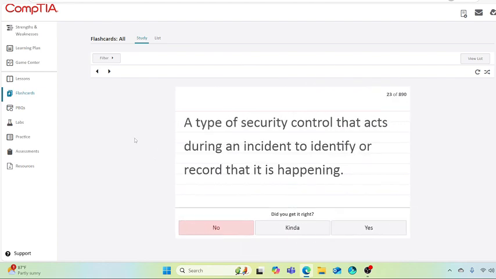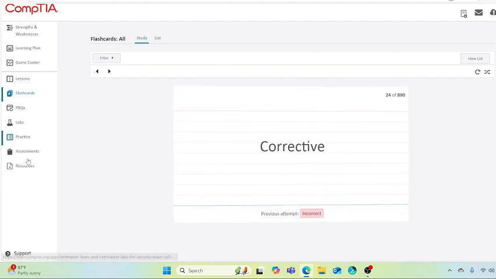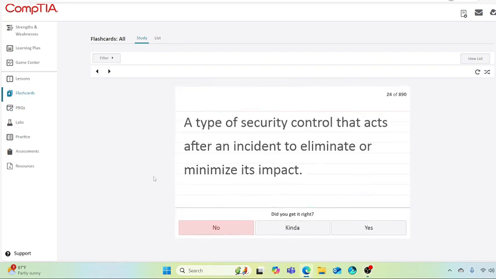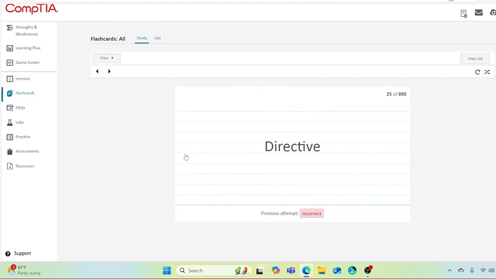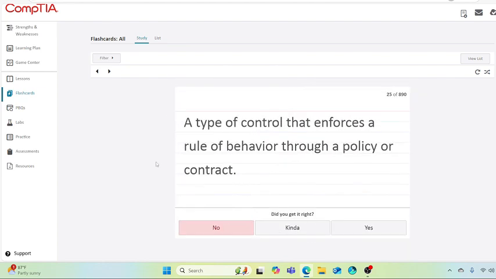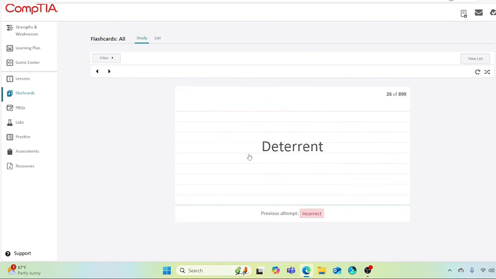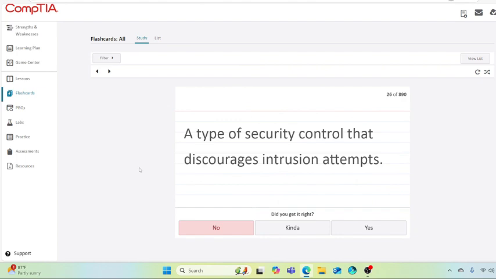Detective. A type of security control that acts during an incident to identify or record that it is happening. Corrective. A type of security control that acts after an incident to eliminate or minimize its impact. Directive. A type of control that enforces a rule of behavior through a policy or contract. Deterrent. A type of security control that discourages intrusion attempts.